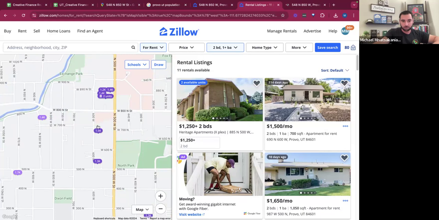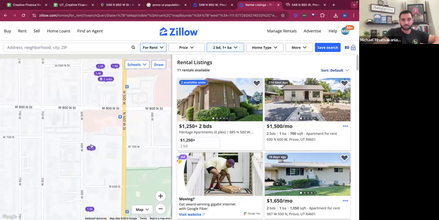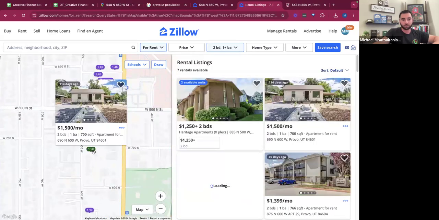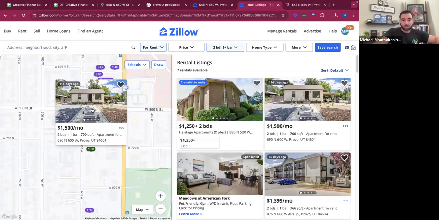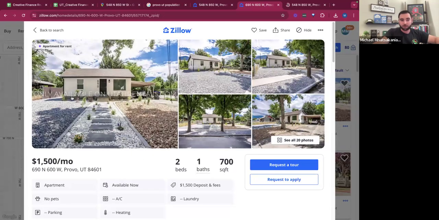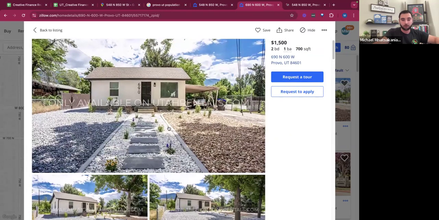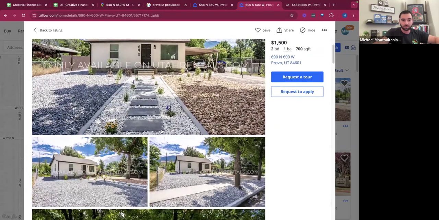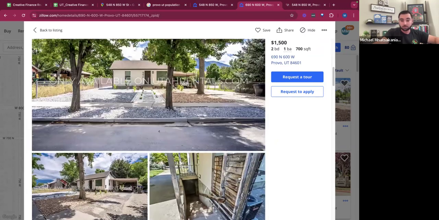Oh, this is a hospital. What is this? Just like a little clinic. These tend to rent for a little bit more. Okay, look at 2-bed, 1-bath, 1,500, 700 square feet, a little smaller, very nice outdoor area. I thought these were weeds. I think they are flowers. That is so funny. It's a very weird floral choice.